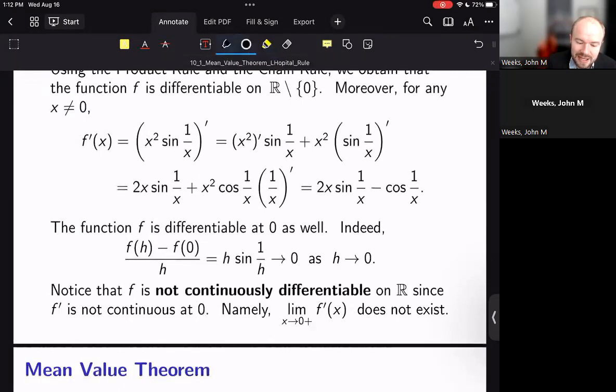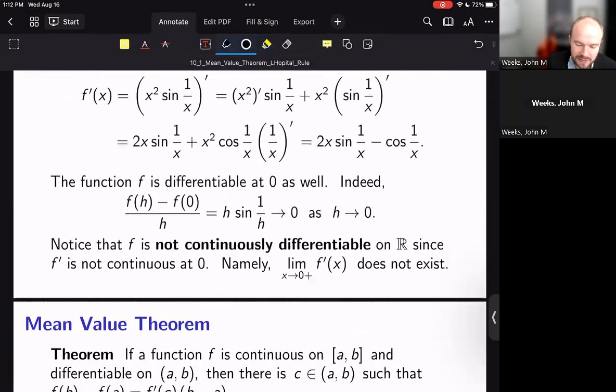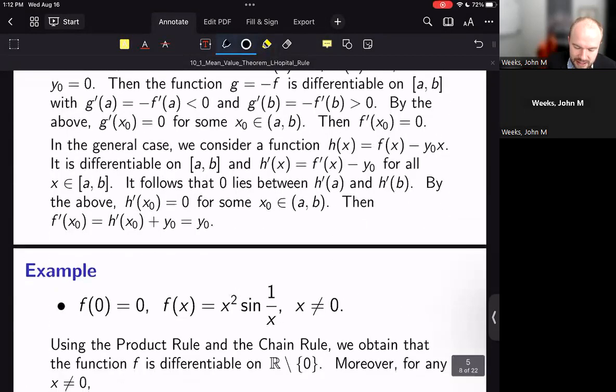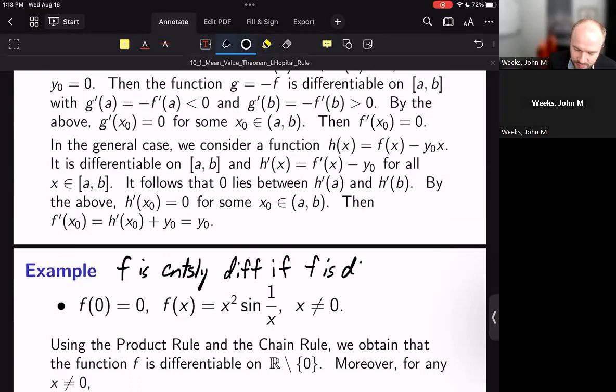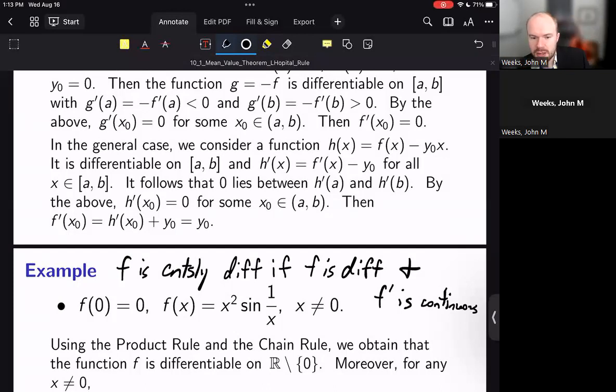We'll say that f is continuously differentiable if f is differentiable and f prime is continuous. Note that the name is not saying you can just keep taking derivatives. That would be a different function. That would be smooth. A smooth function has infinitely many derivatives. But something is continuously differentiable if the function is differentiable, and it only needs to be differentiable once. And then f prime, that derivative, is itself continuous.